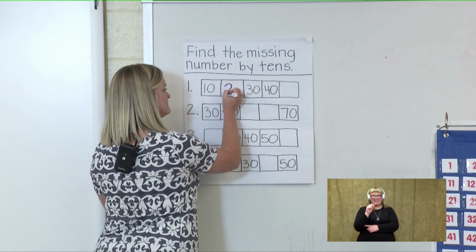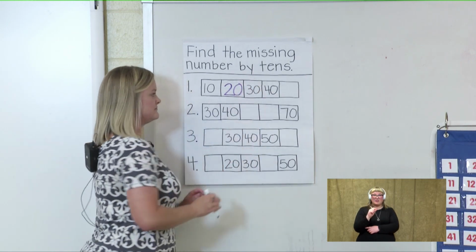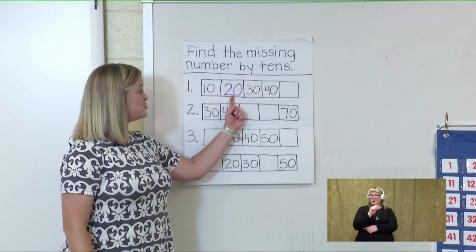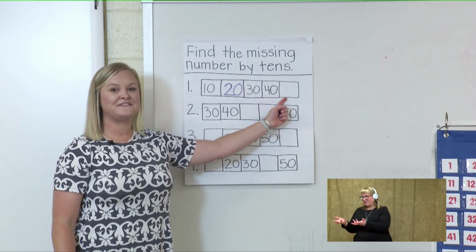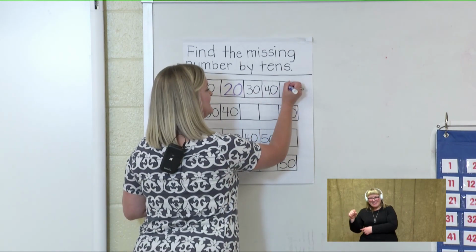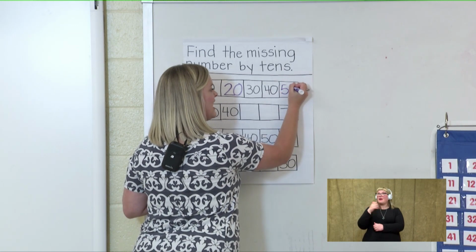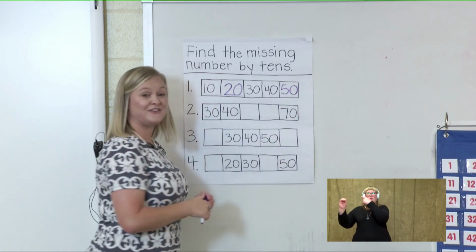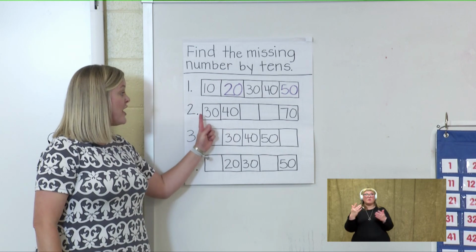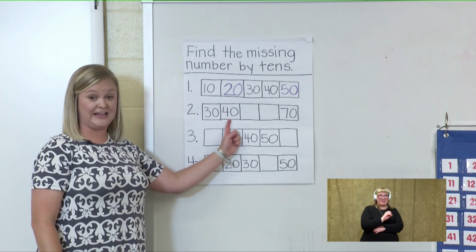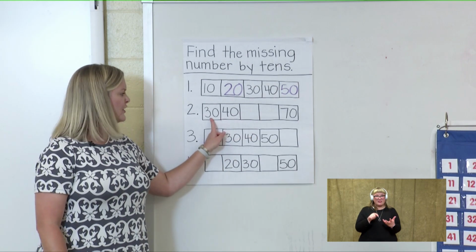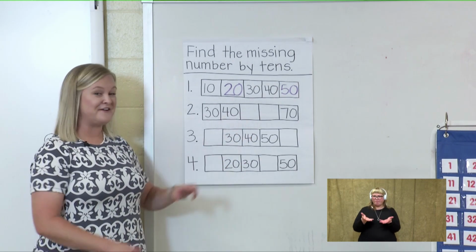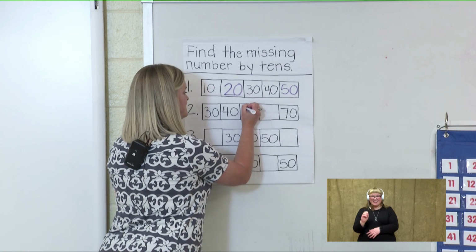20. So 10, 20, 30, 40, 50. Yes, and remember my tens always have a 0 in the ones place. Very good. Let's try another one. 30, 40. What number would go there? 30, 40, 50. Great job.